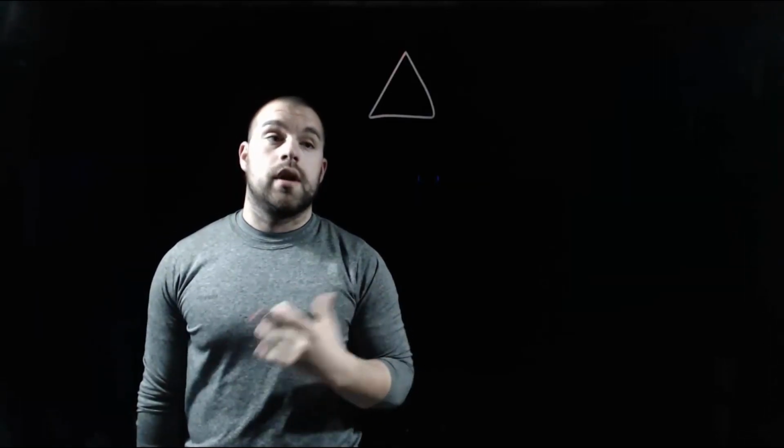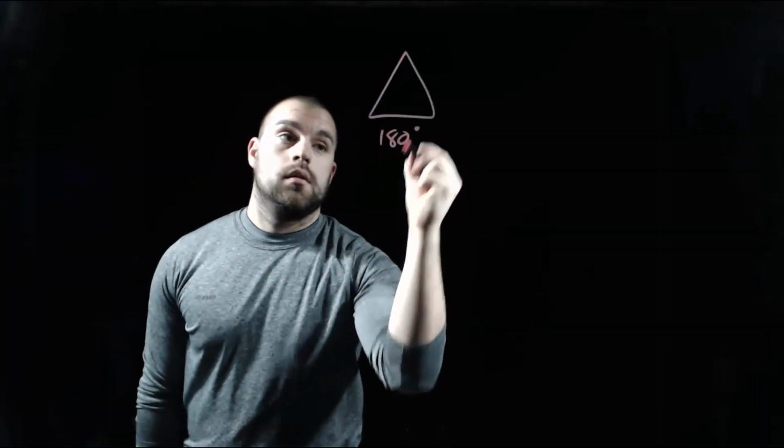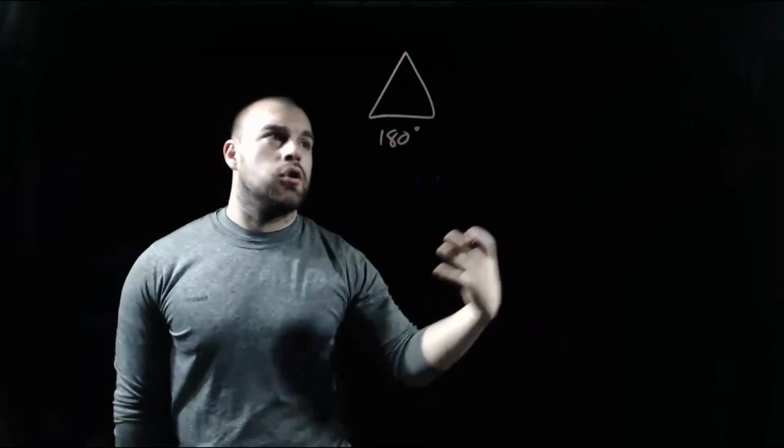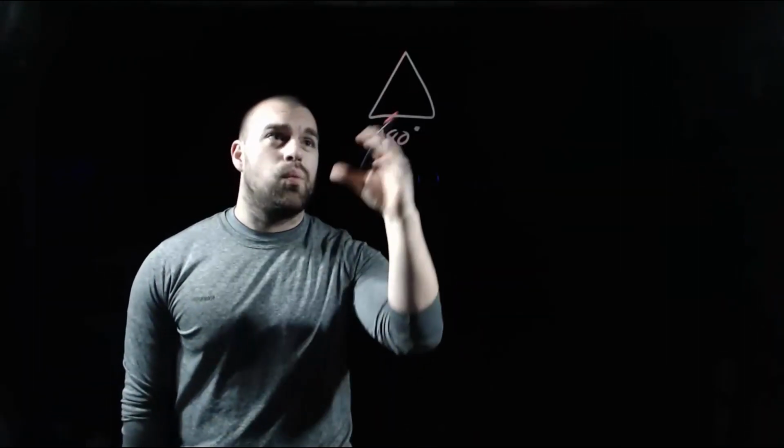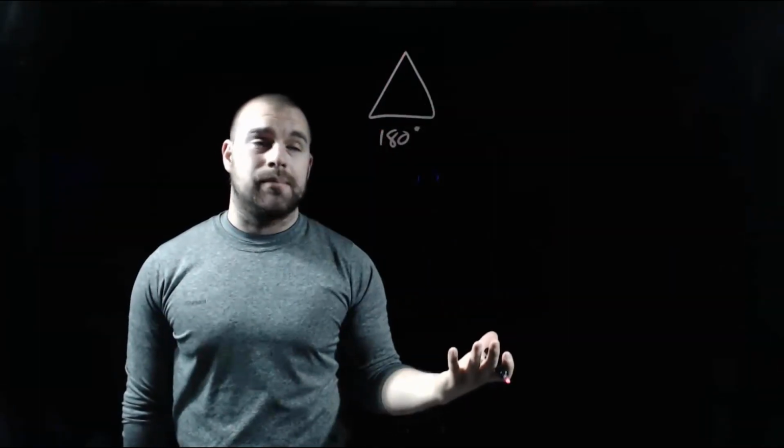Now one polygon that we should already be pretty familiar with is a triangle. We know that the angles inside of a triangle should add up to 180 degrees. But what happens if we start building bigger shapes like a quadrilateral or a pentagon or a hexagon? Then what do the angles inside of the figure have to add up to be?